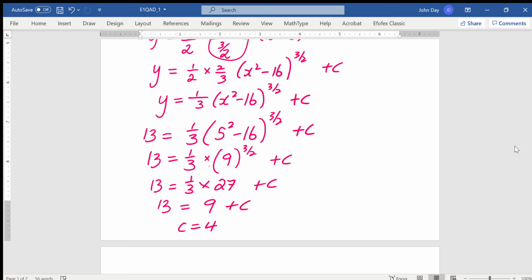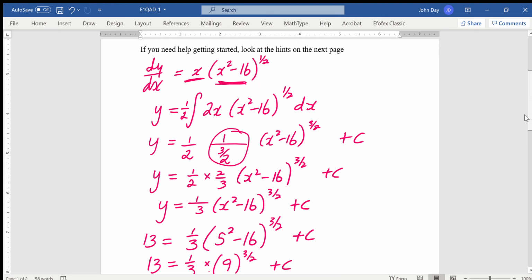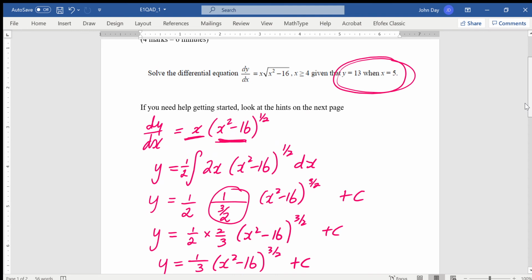So my final answer would be that y is equal to 1/3 (x squared minus 16) to the 3 on 2 plus 4. And the question was asking us to solve that differential equation for x bigger than or equal to 4. The reason is, if it's less, it's going to be an interesting situation trying to square root that. But that's not relevant to our actual working out. We just needed these other values to work out our constant of integration.